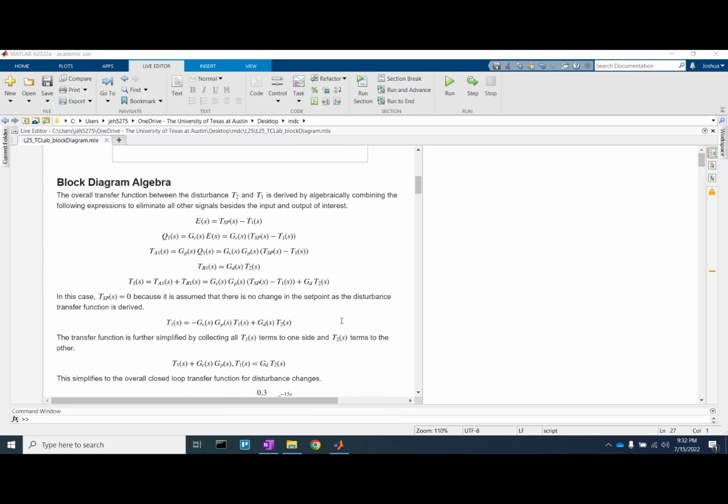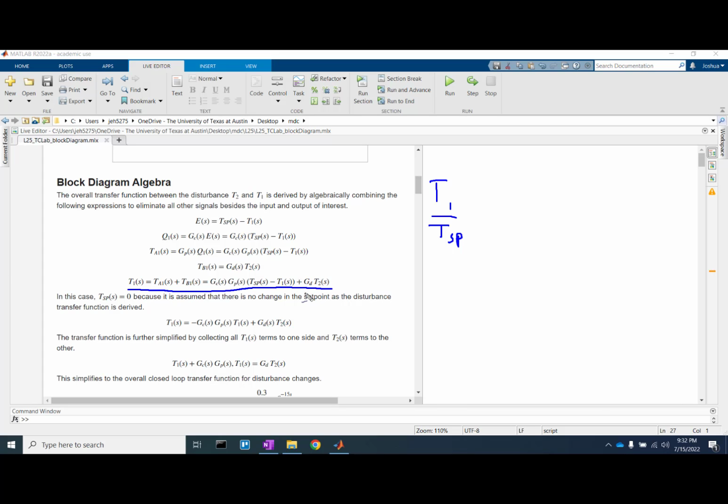A little bit further down, right here. We're trying to get this in the form T1 over TSP. So let's go ahead and write that. Get out my pen, we'll just do it all here. T1 over TSP. So let's look at this equation right here, because we've got a T1 and a TSP.